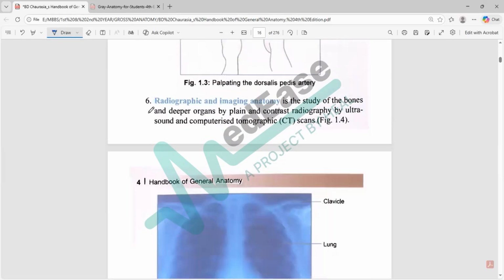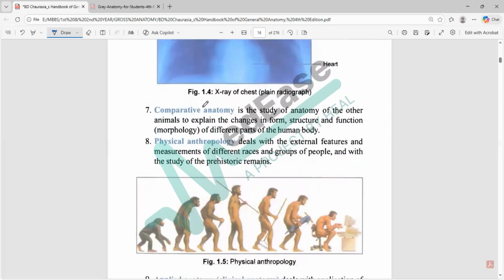We have number six, radiographic or imaging anatomy, which is studied by ultrasound, CT scans, and X-rays. These are radiographic anatomy. This consists of contrast images to identify any abnormality or pathology present. Now, when we move on, we have further divisions of anatomy which, from the exam point of view, are less important, but we will see them.